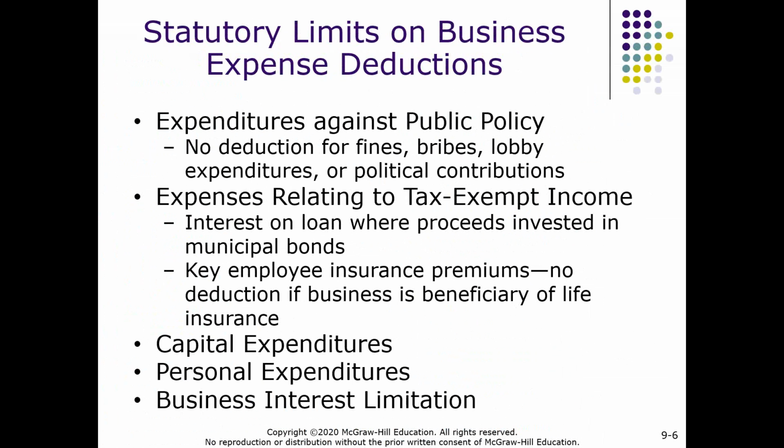Expenses related to tax-exempt income. If you make tax-exempt income and you have expenses, such as interest on loans whose proceeds were invested in municipal bonds, you can't deduct that, which makes sense. If you're borrowing money to make tax-exempt money, the IRS isn't going to allow you a deduction for that. So that's pretty simple. Capital expenditures.